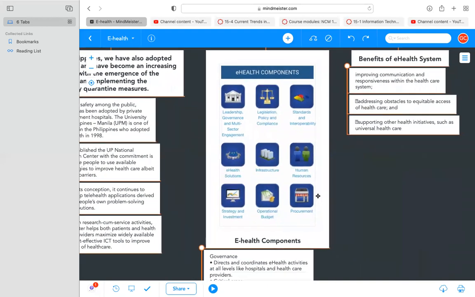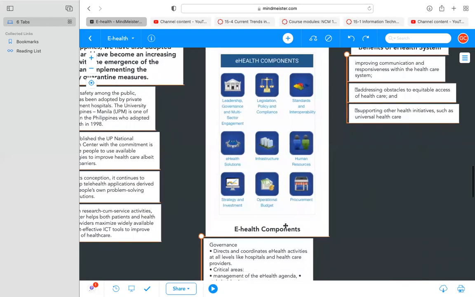Now, as you try to visit the Department of Health website, you will find there the different e-health components along with the frameworks for achieving the e-health vision for 2020. And these components include governance, legislation, policy and compliance, standards and interoperability, e-health solutions, infrastructure, human resources, and strategy and investment, operational budget, procurement.